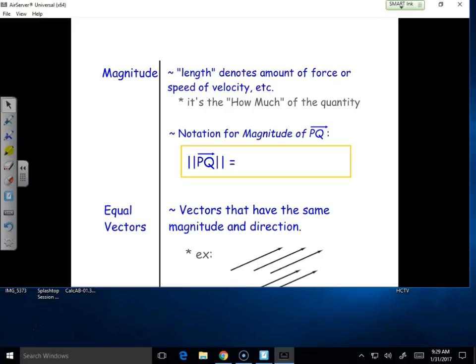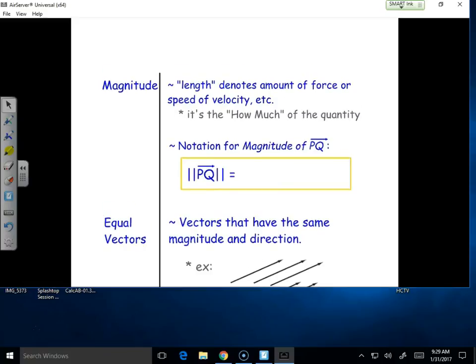Notation for magnitude can be the double lines with the initial point, terminal point, which can also be seen as the double lines of the lowercase letter, which we saw on the last page. It can be seen either way, both of them are synonymous. One of them shows the initial terminal, one of them just shows the name. To have equal vectors, that's the bottom part.